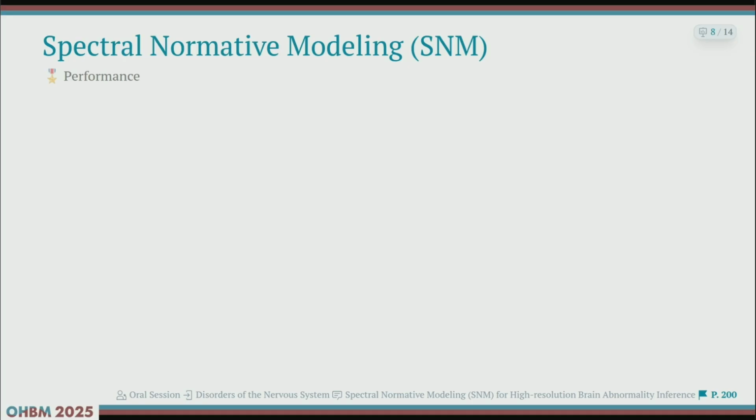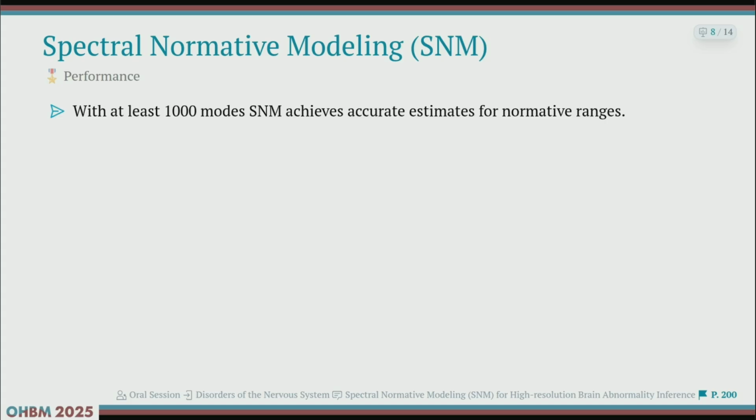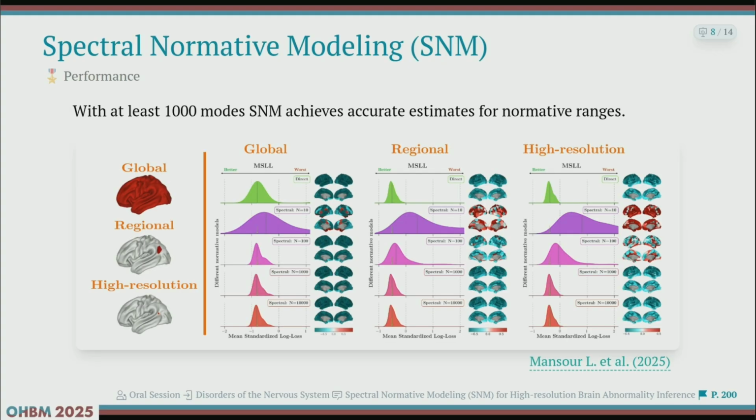And we first of all compared the performance of our approach, and we saw that if we include at least 1,000 modes, the model achieves accuracy comparable to the traditional normative models, albeit at a relatively faster and more efficient computation time.